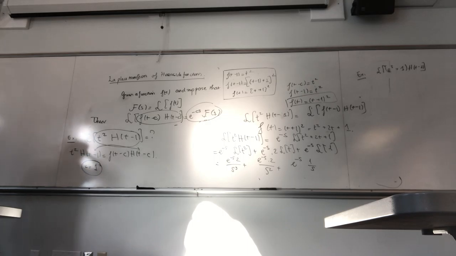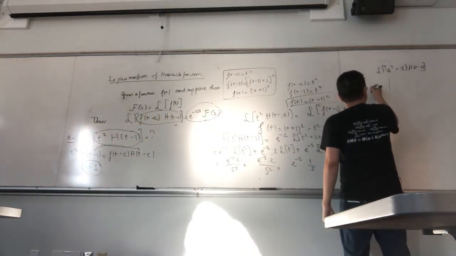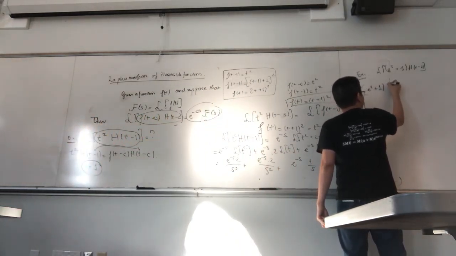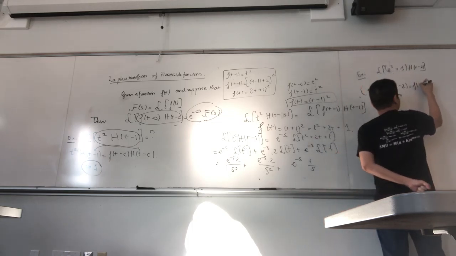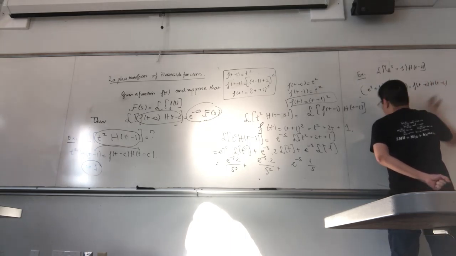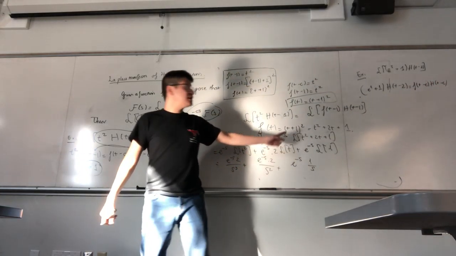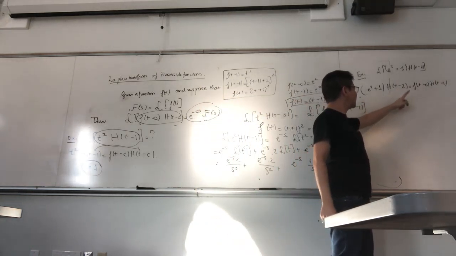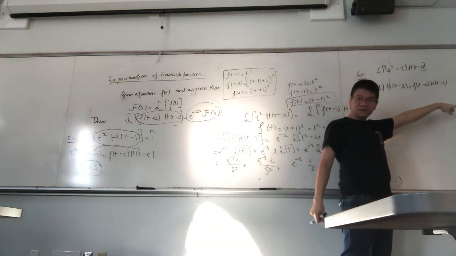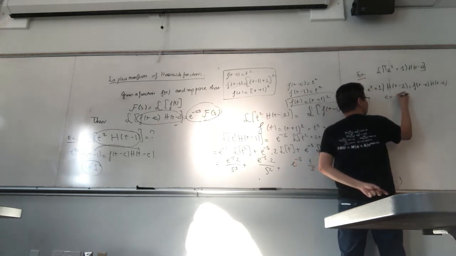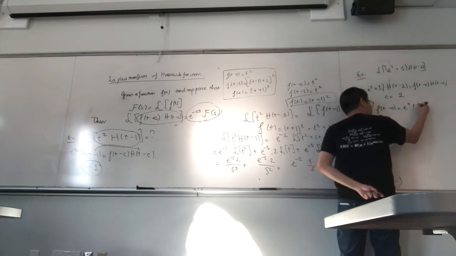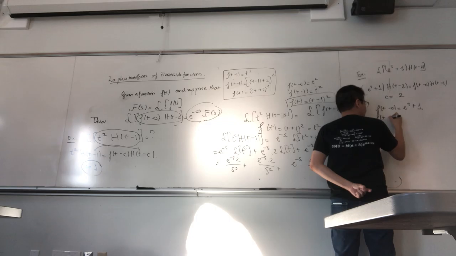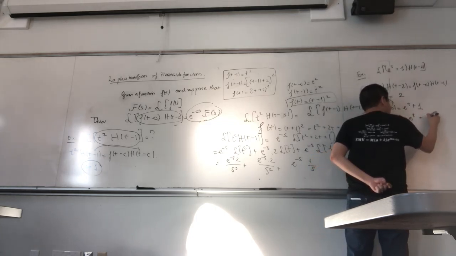C is 2 in this case. So you have e to the t plus 1 h of t minus 2 is f of t minus c h of t minus c, right? So the goal is to use this formula, which means that I have to identify e to the t plus 1 h of t minus 2 with f of t minus c h of t minus c, which means that c has to be 2. In this case, f of t minus c is e to the t plus 1, which means that f of t minus 2 is e to the t plus 1.